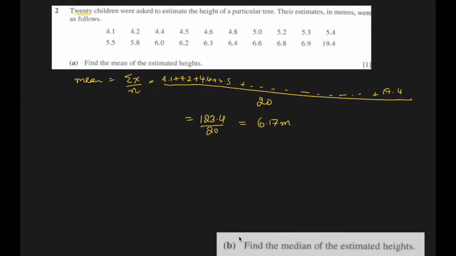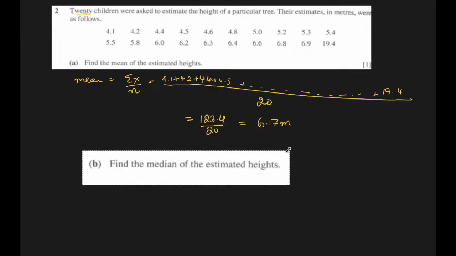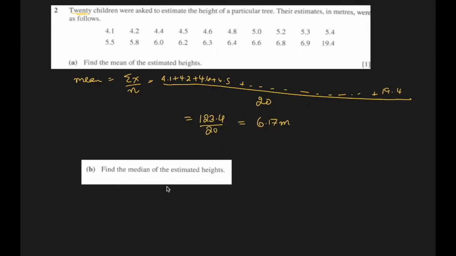Let's see what is B part. It says find the median of the estimated heights. For median, we need to arrange them in ascending order, and they are in ascending order. So again, they have made our job very easy. So they are 20. 20 is an even number, right? So whenever we have even numbers, just half it, which is 10. Whatever is the half, that number and the next number, add and divide by 2. Find their mean and you get the median.